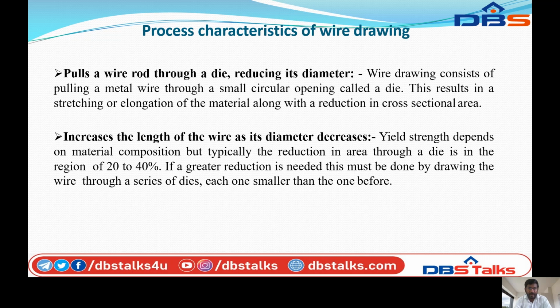Process characteristics of wire drawing. So what are the process characteristics in wire drawing? Pull a wire rod through a die, reducing its diameter. So this is the first characteristic of wire drawing.